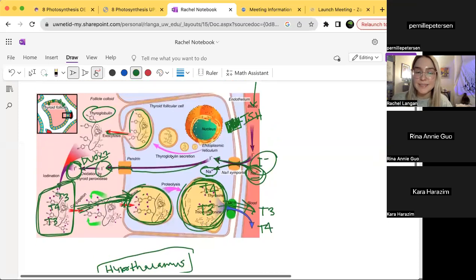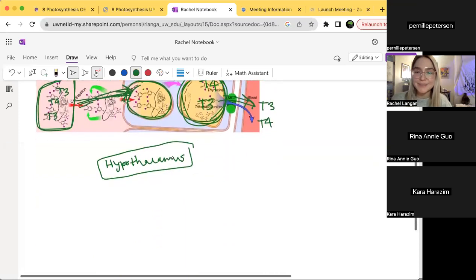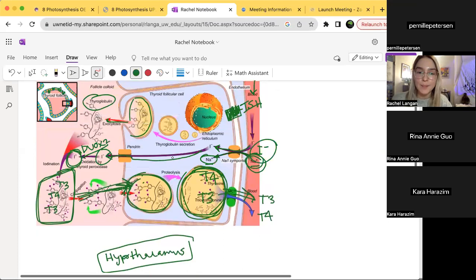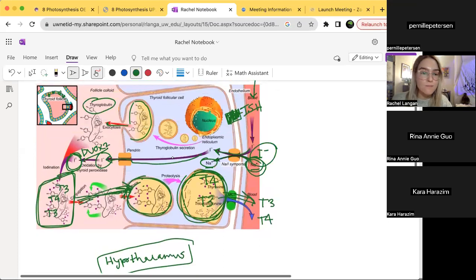Question? Yeah, I was wondering, how do T3 and T4 get out of the follicle cell again? Is it through a channel? Here? Yeah. So from what I read in the textbook, it was exocytosis, but in this diagram, it's looking like it's through some channel. I don't know.